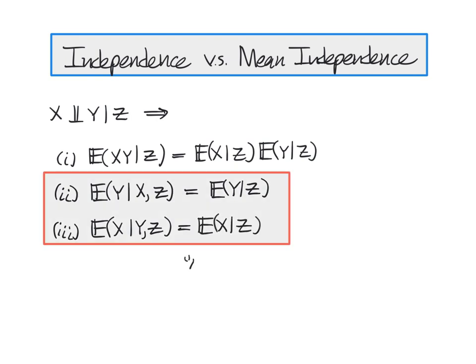These last two properties are often called mean independence to distinguish them from the notion of conditional independence. So we would say in this example that, in number 2, y is conditionally mean independent of x given z, and in number 3, x is conditionally mean independent of y given z. Conditional independence implies mean independence, but the reverse is not true. It's possible to have random variables that satisfy 2 and 3 without it being the case that x is independent of y given z.